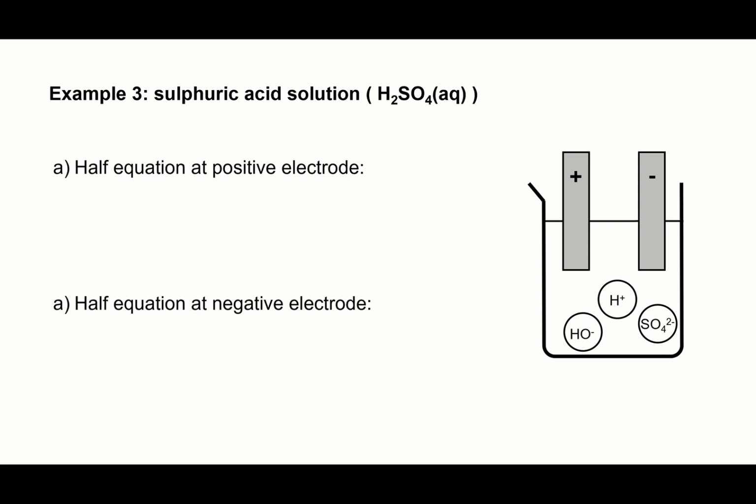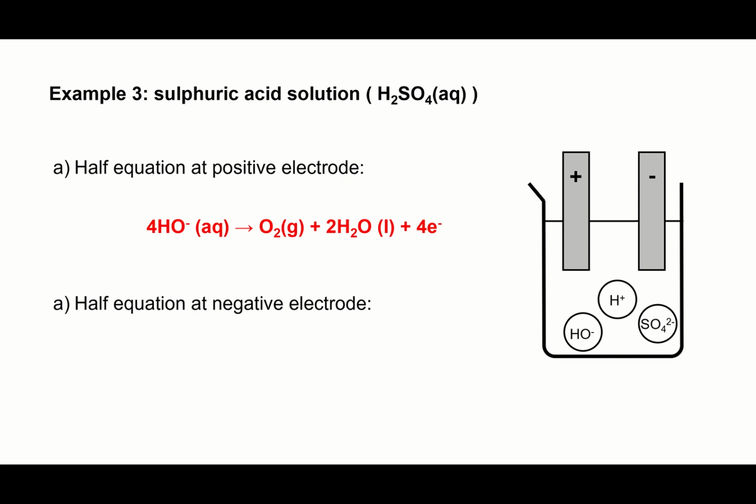So the half equation at the positive electrode, well, negative ions are attracted to the positive electrode, opposites attract. Do I have a negative ion that is a compound ion? The answer is yes. Sulfate is a compound ion. And so you just write out that equation from memory.